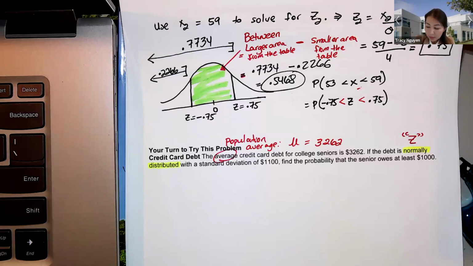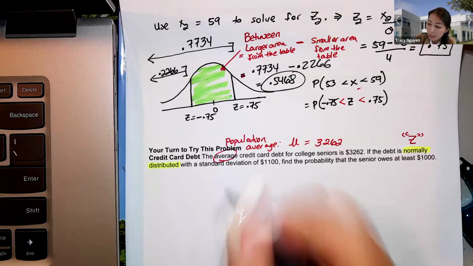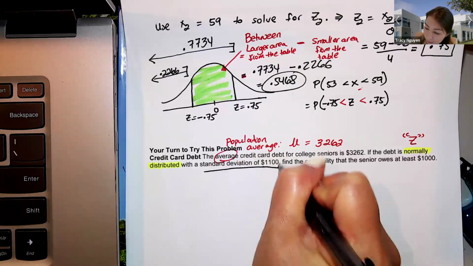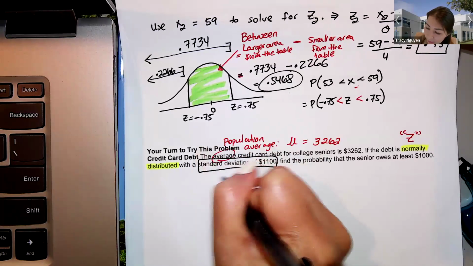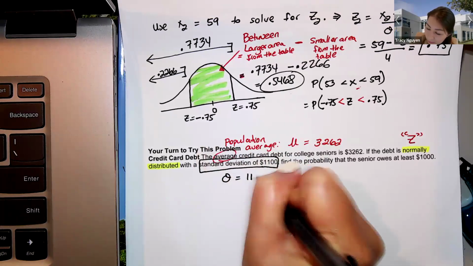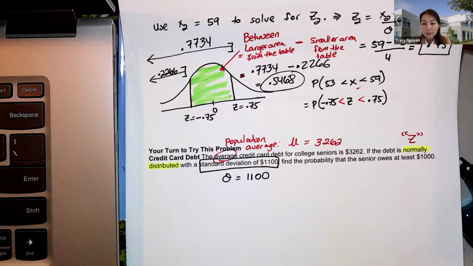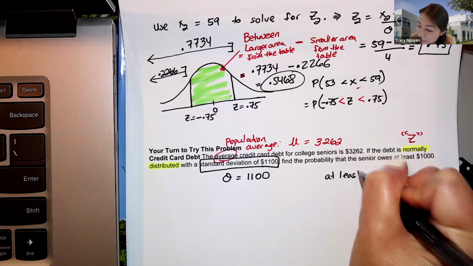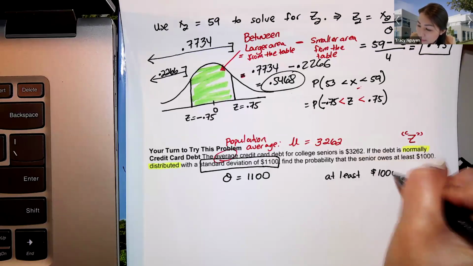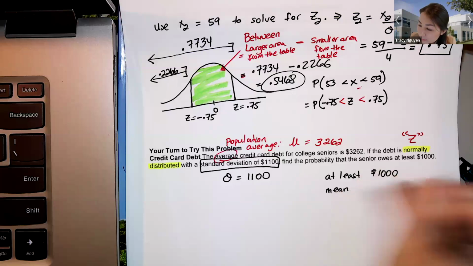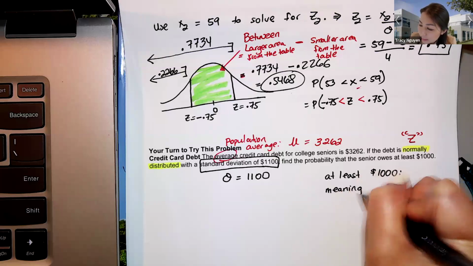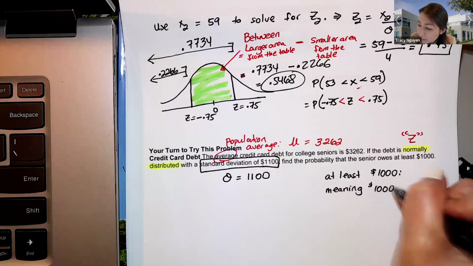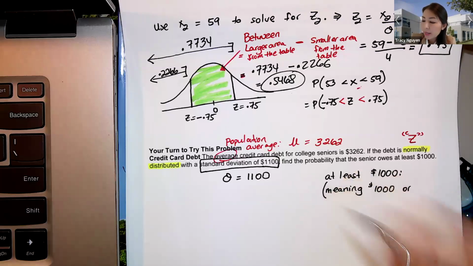With the standard deviation of 1,100. So standard deviation of 1,100, here we have sigma equals 1,100. Here's what we're looking for: find the probability that the senior owes at least 1,000. So let's talk about the language of at least 1,000. Meaning, is it 1,000 or more or less? So think about what we have here.